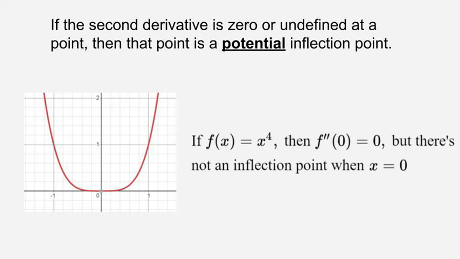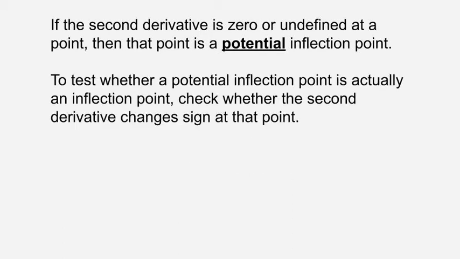And recall that the actual definition of an inflection point is where the concavity changes, and to really test whether a potential inflection point is actually an inflection point, we're going to need to check whether the second derivative changes sign at that point. And this is going to have a very similar feel to the first derivative test, just now we're doing it with the second derivative instead. We're going to see where the second derivative is positive, see where the second derivative is negative, and anywhere where the second derivative changes from positive to negative or negative to positive, that's going to be an inflection point.